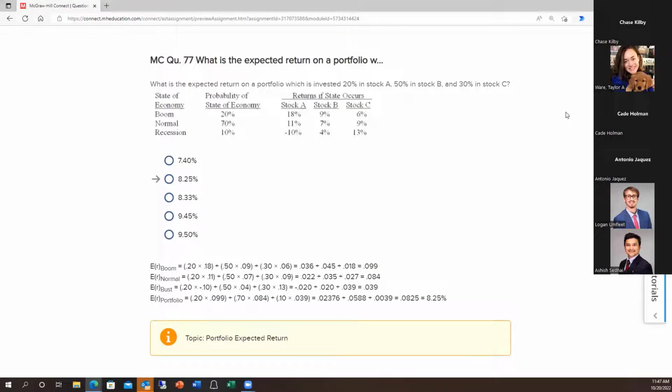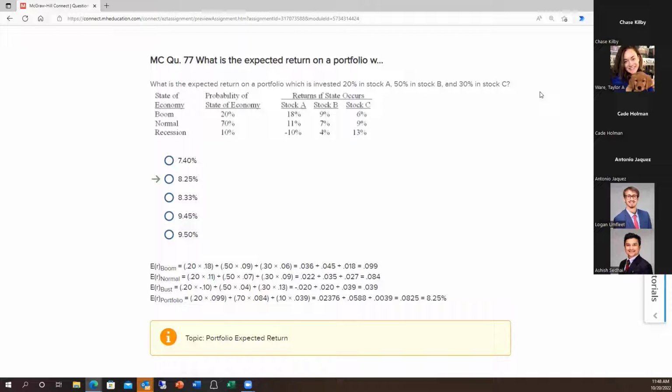What's the return on a portfolio which is invested 20% in stock A, 50% in stock B, and 30% in stock C? Okay, now this looks like it's going to totally freak you out. And I guarantee you that this is something you should save till the end, but it's not nearly as nasty as it might first seem. Here's what we're going to do.